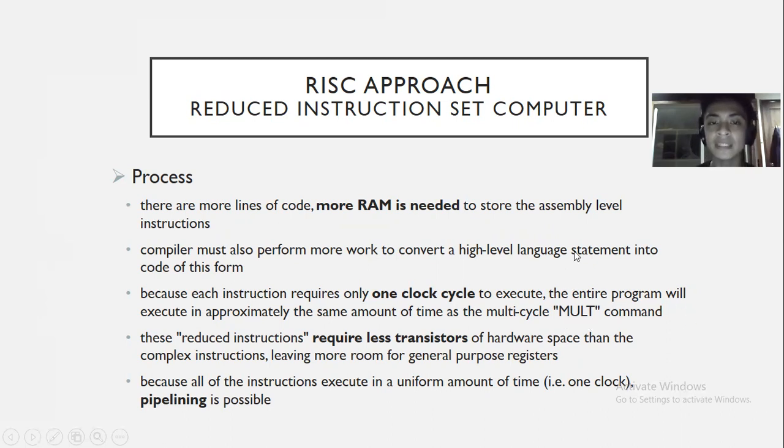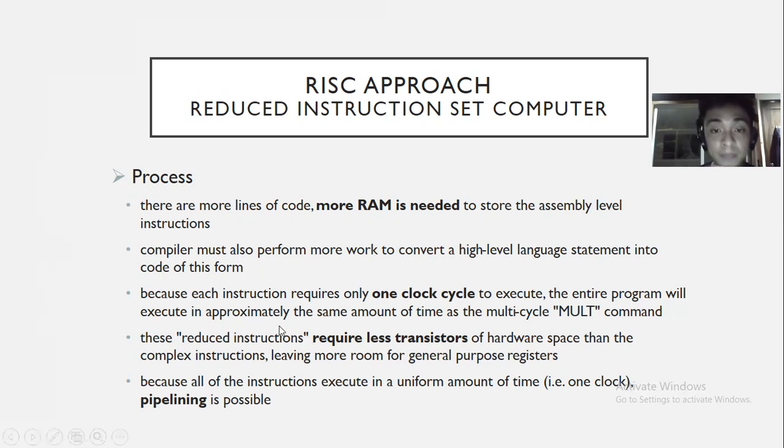So even though it is longer, there are more lines and it is more hectic for both the RAM and the compiler, the amount of execution time for both CISC, which is the mult command, and RISC, which has 2 loads, 1 prod, and 1 store, is approximately the same, since each instruction requires 1 clock cycle, whereas the mult command from the CISC will require multiple clock cycles. We're going to discuss the differences later.